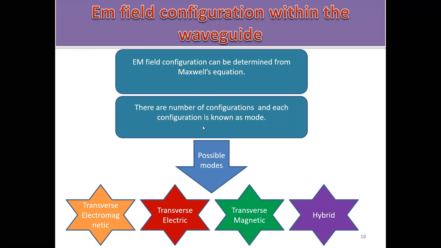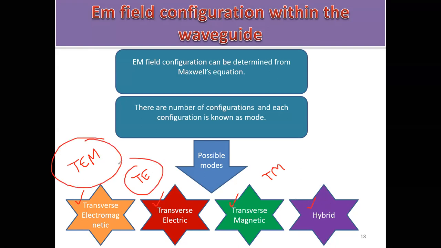There are a number of configurations and each configuration is known as a mode. Like TEM, transverse electromagnetic, transverse electric, transverse magnetic, and the hybrid. Transverse electromagnetic, that means the TEM. Transverse electric, that is the TE. Transverse magnetic, that is the TM. And that is the hybrid. TEM, TE, TM, and the hybrid. Four types. TEM is known as the principal wave. Let us discuss this.